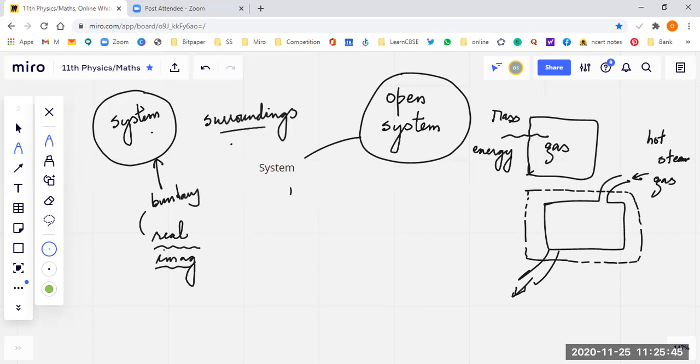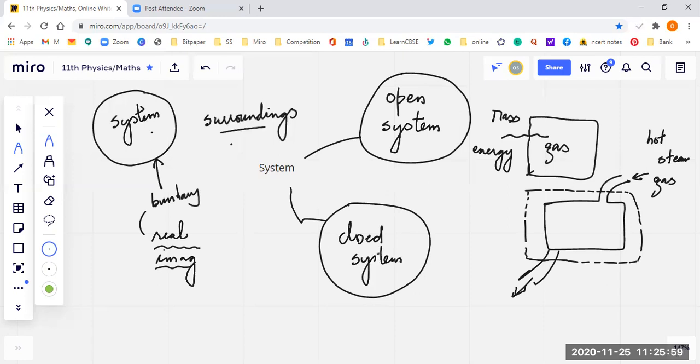The second system may be closed system. What is this closed system? Students, a closed system is a system in which through the boundary energy transfer is possible. But yes, anyone can add, mass transfer is not possible. A good example of closed system.